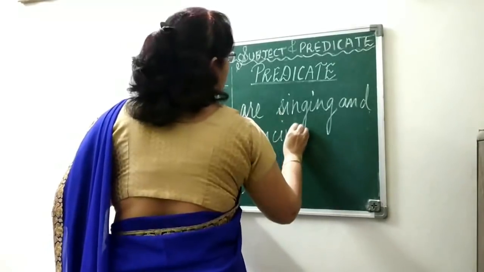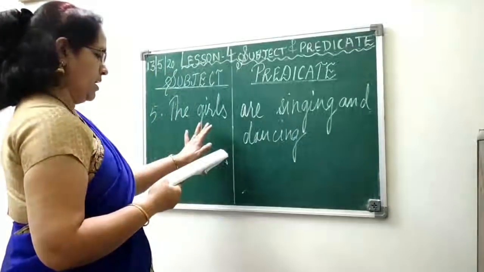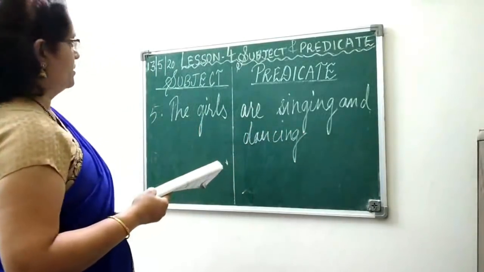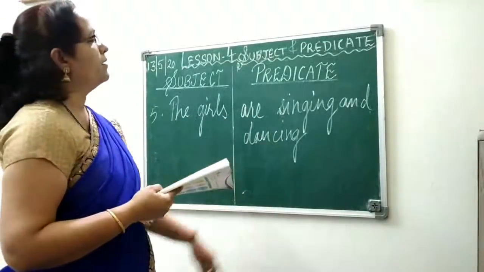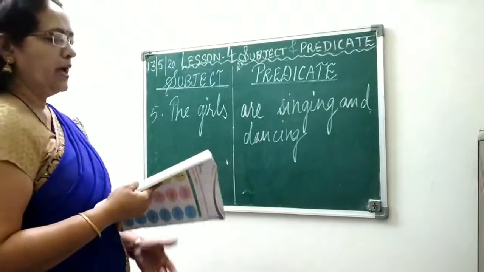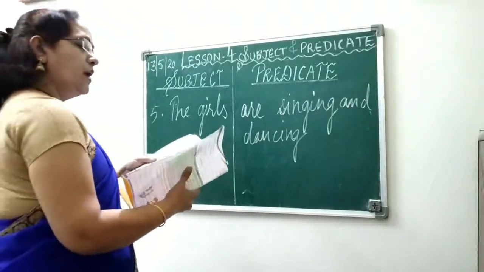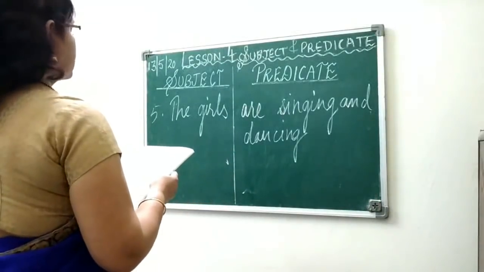So the girls is a subject. Are singing and dancing is a predicate. The girls is a naming part. Are singing and dancing is a doing part. Is it clear to you? Now let's see the sixth one.